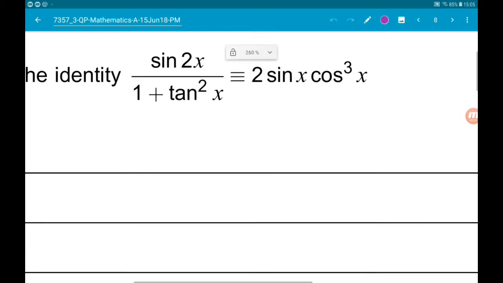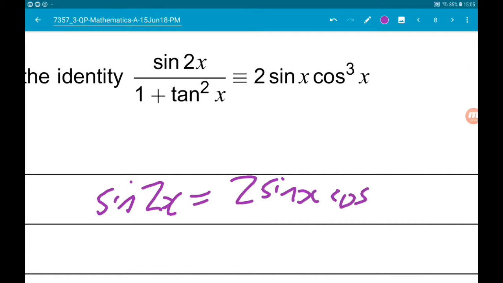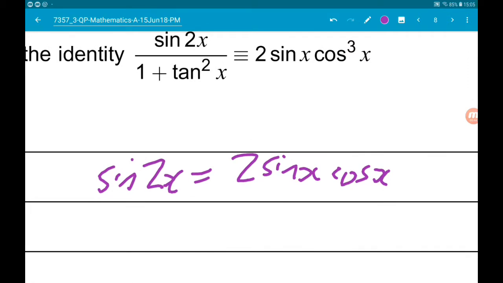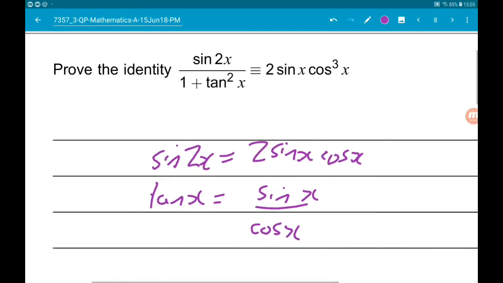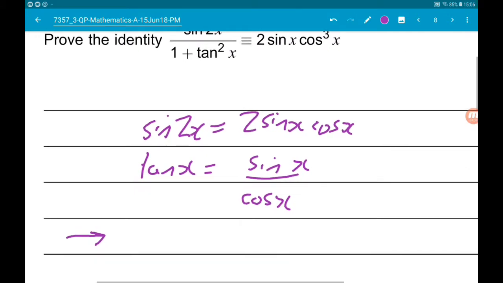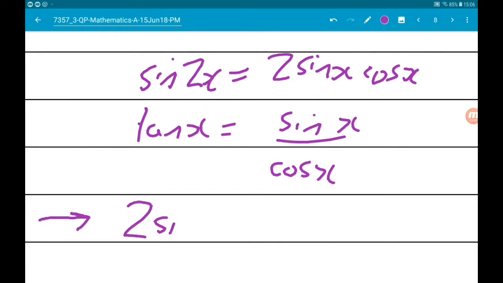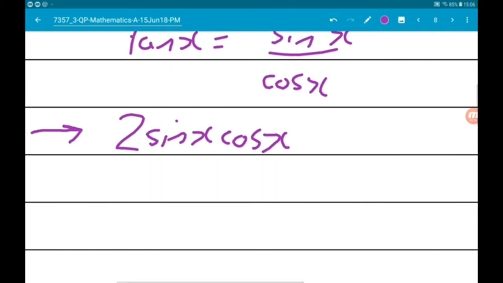So what we're going to need to know here is sine 2x is 2 sine x cos x, and tan x is sine x over cos x. So we are going to get on the left hand side 2 sine x cos x on top, and then on the bottom 1 add sine squared over cos squared.